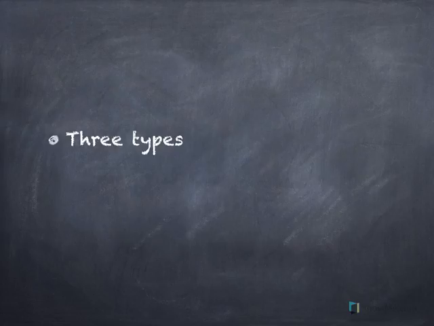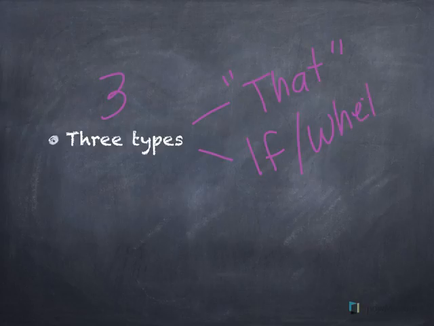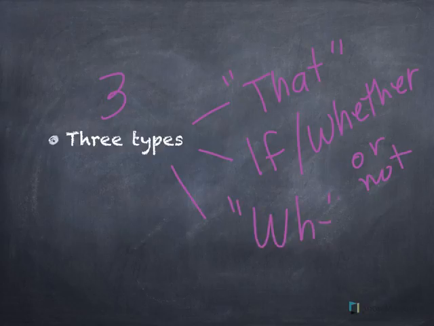The first thing you need to know is that there are 3 types of noun clauses. There are noun clauses that begin with that. There are if or whether or not noun clauses. And finally, there are clauses that begin with WH questions.